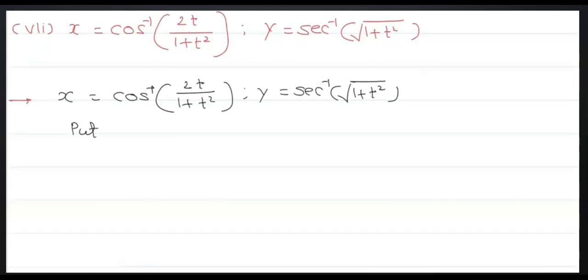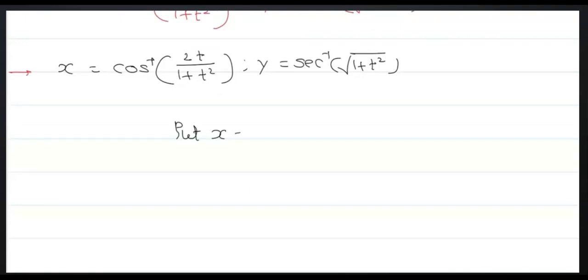Now put here t is equal to tan theta, and theta is equal to tan inverse of t.